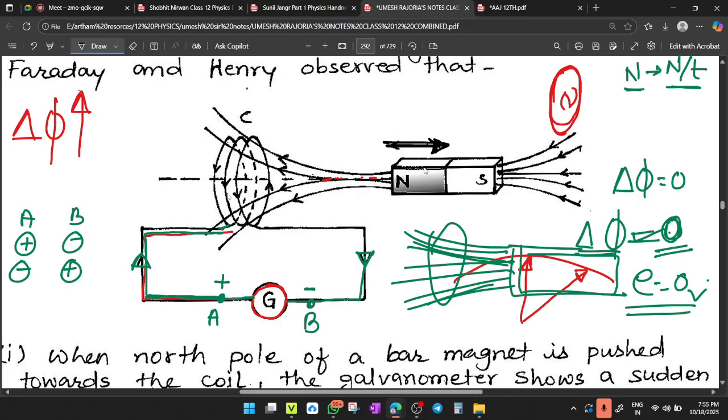Okay, because before it was closer to the coil, and after moving it backward, definitely it will become away from the coil. So the flux will be decreasing. Yes or no? Change of flux is negative there. Okay, change of flux will be negative. Yes, because the flux is continuously decreasing.